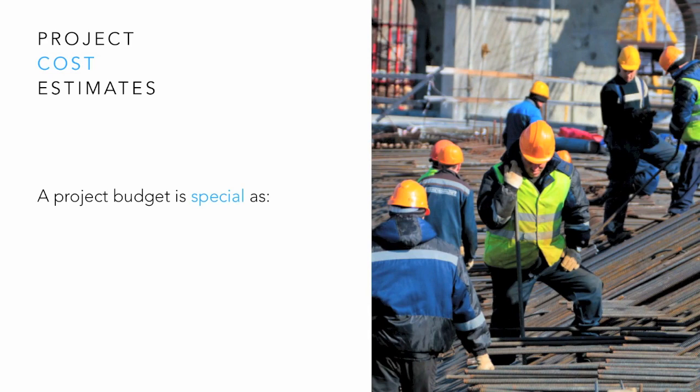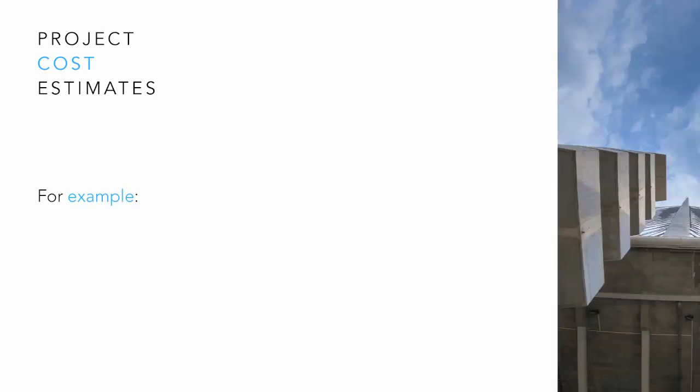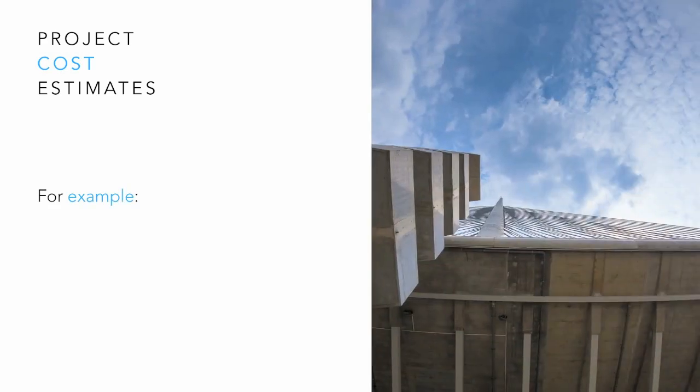A project budget is special as it is required for controlling project costs. It represents the approved reference baseline. Must be structured in the same way as costs will be collected to facilitate the all-important control comparison. For example, an estimate unit rate may include labour and materials, while the costs of each will be collected or billed separately.